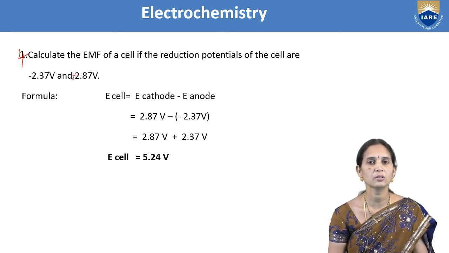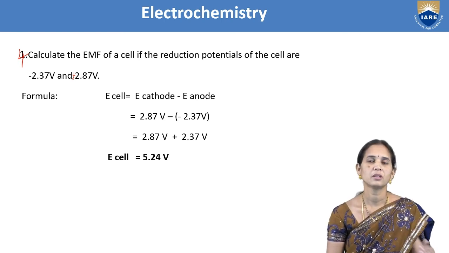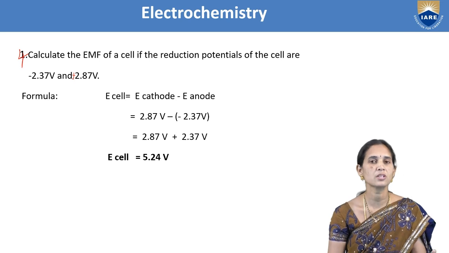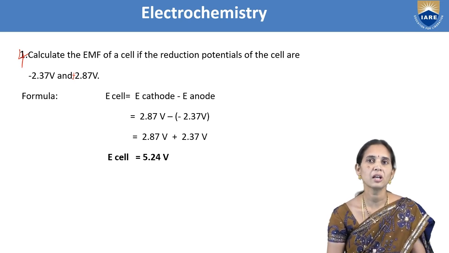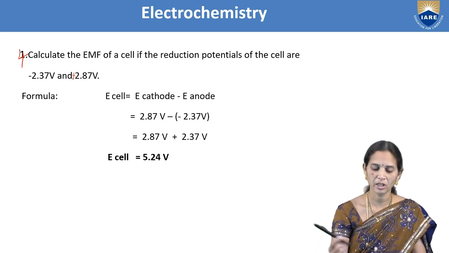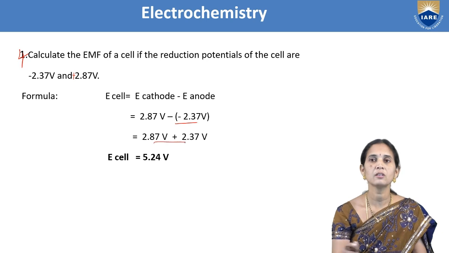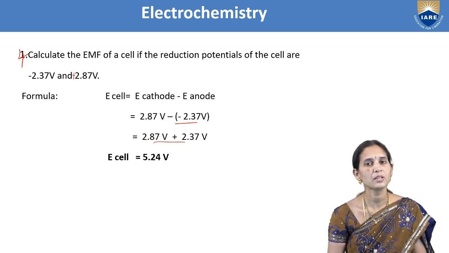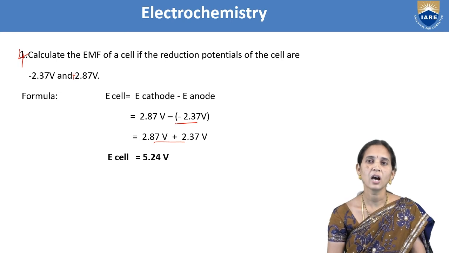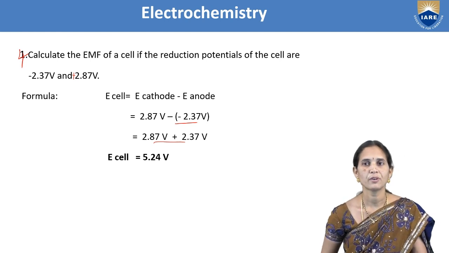E cell is equal to E cathode minus E anode, and we now know which electrode in the cell will act as a cathode and which electrode will act as anode. We can look into the values, understand very clearly, and apply in the formula. The E cathode value is plus 2.87 minus, in the bracket, we have to write the E anode value, that is minus 2.37 volt. So we can write 2.87 volt plus 2.37 volt. We get the answer 5.24 volt. So the EMF of the cell is 5.24 volt.